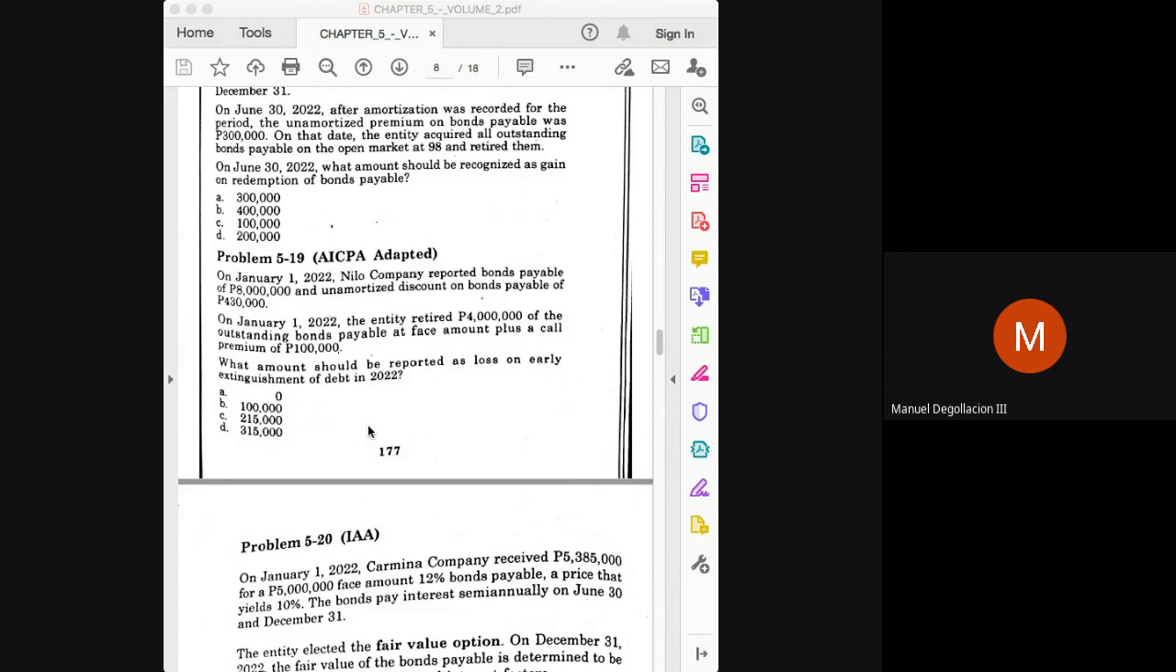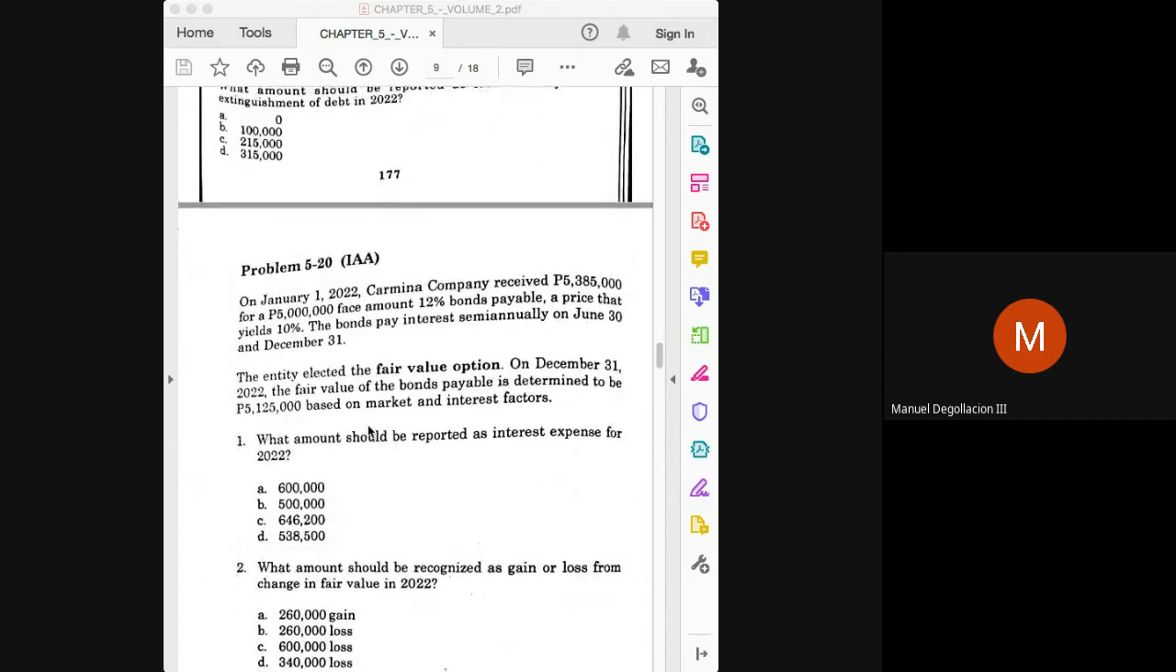So 3,785,000 compared with the redemption price of 4,100,000, we will have a difference of 315,000. In this case, this would be considered a loss because the price to retire the bond was greater than the carrying amount. So the answer is 315,000, which is 3,785,000 minus 4,100,000.